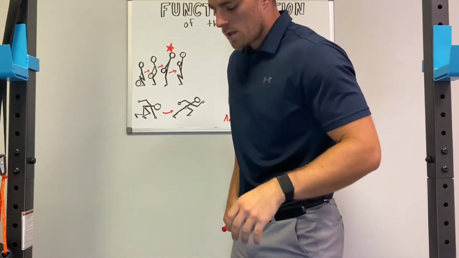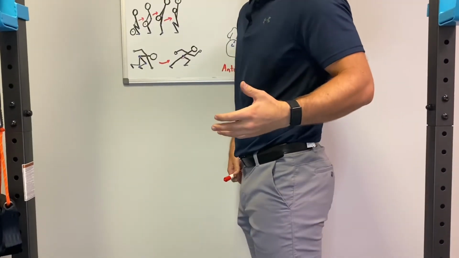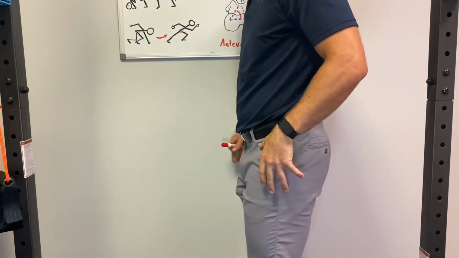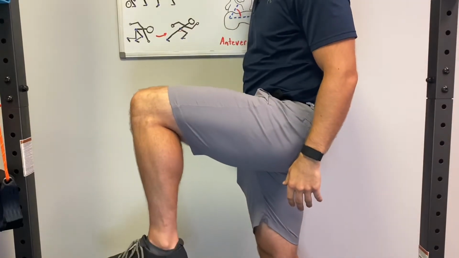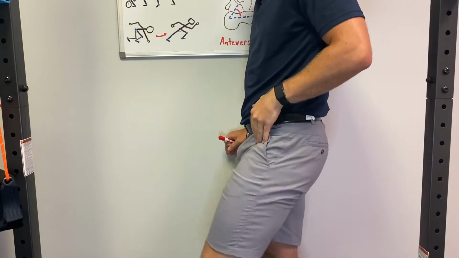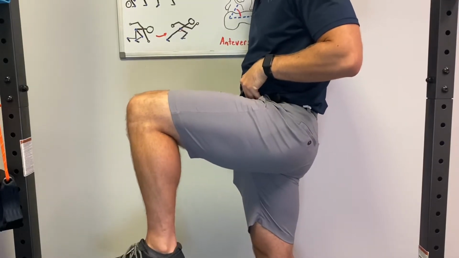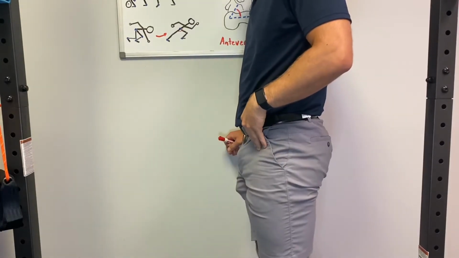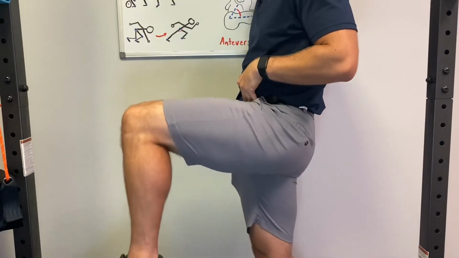Okay. So I'm going to start with hip flexion. Hip flexion is bringing the knee up like this. So I'm reducing the angle of the hip, just like this. This motion is achieved by the rectus femoris as well as the iliopsoas primarily.